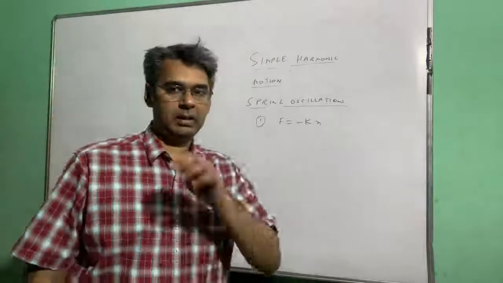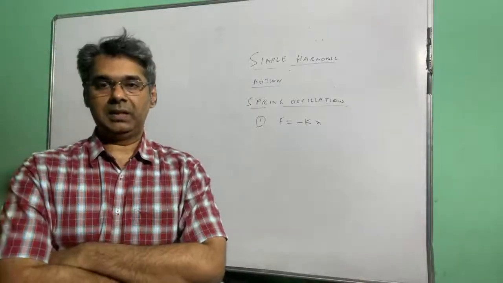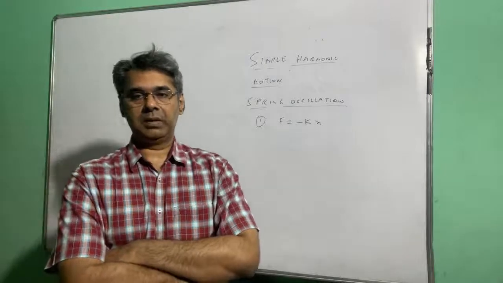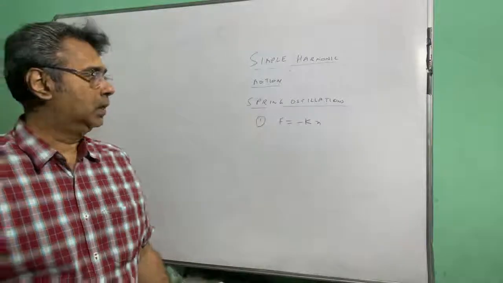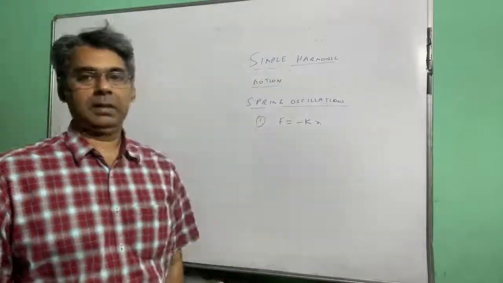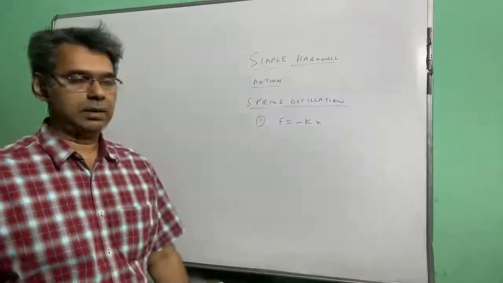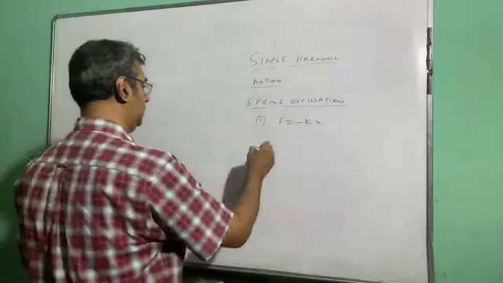So the main reason why any simple harmonic motion happens is due to restoring force. Restoring force is given by minus kx. K is the spring constant and x is the displacement. So that is number one.